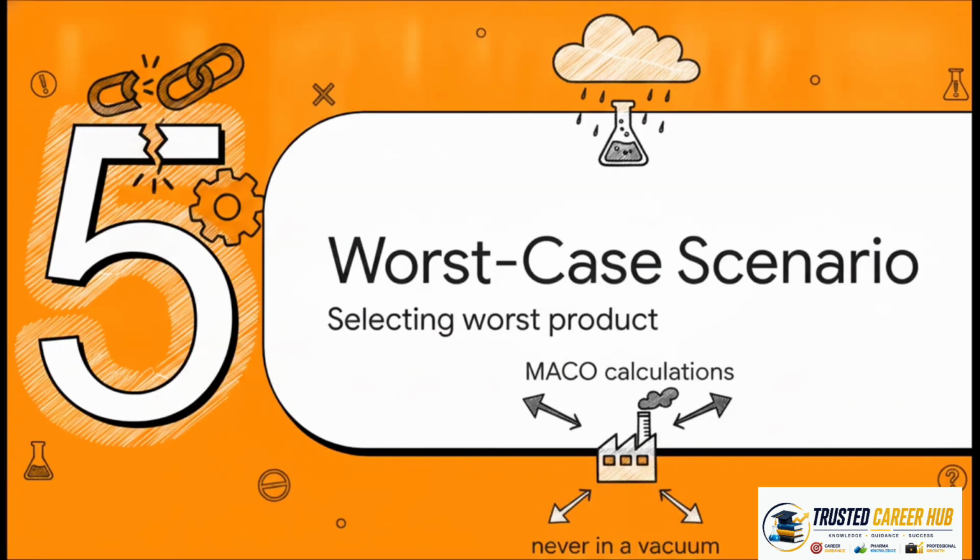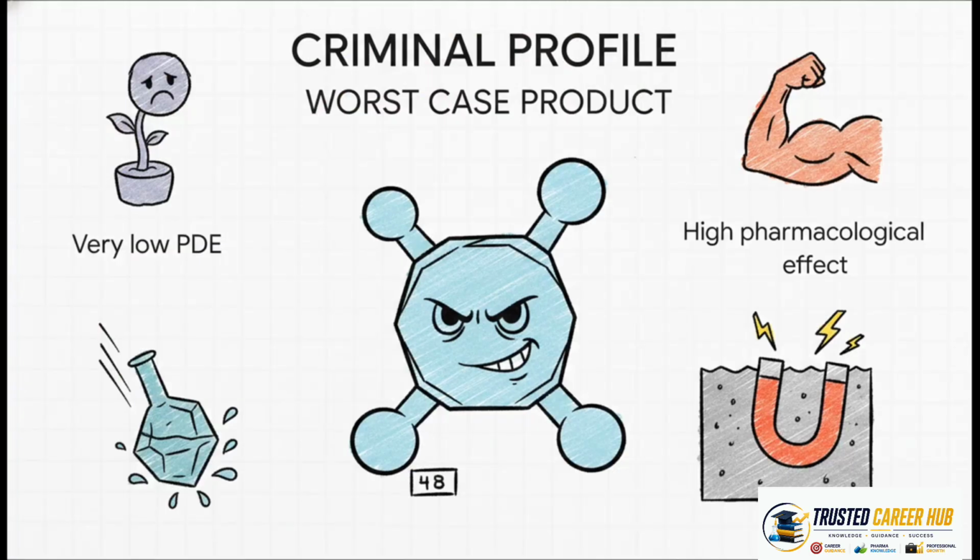Which brings us to Section 5, the worst-case scenario. Think of this as almost like a criminal profile for your most dangerous product. Look, in a facility making dozens of drugs, you aren't going to validate every single possible changeover sequence. That would take forever. Instead, you hunt for the worst-case scenario. You want the product with a super low permitted daily exposure, high pharmacological effectiveness, maybe terrible solubility, and a real stubborn tendency to stick to stainless steel.